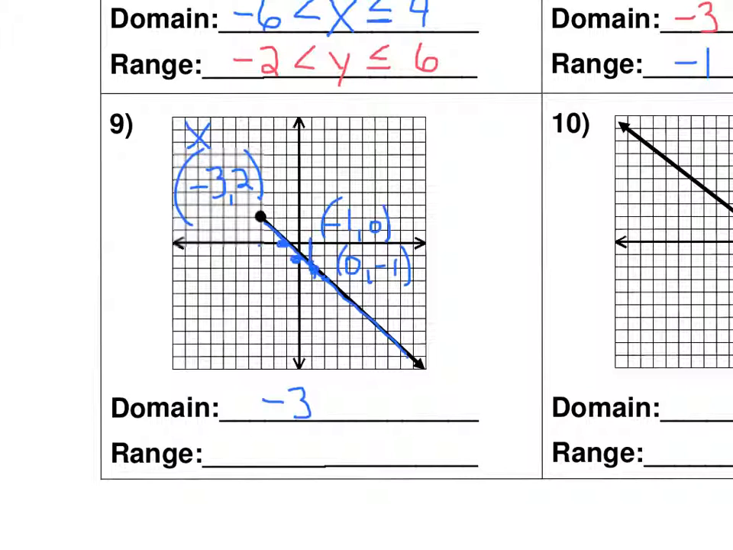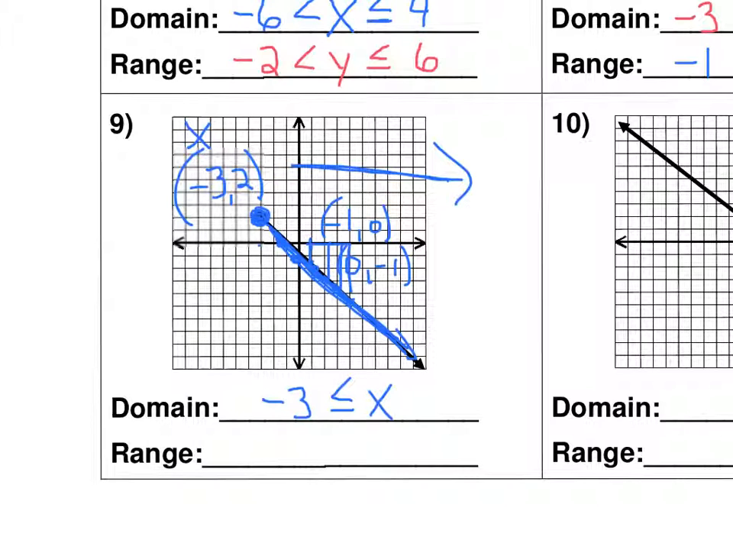This point is where x is 1. This point is where x is 2. This point is where x is 3. This point is where x is 4. So your x's are going this direction, so your x's are going to get bigger. Notice you have a solid point there, so x is going to be greater than or equal to -3. And that's your domain. So the x's on this line will always be bigger than or equal to -3.